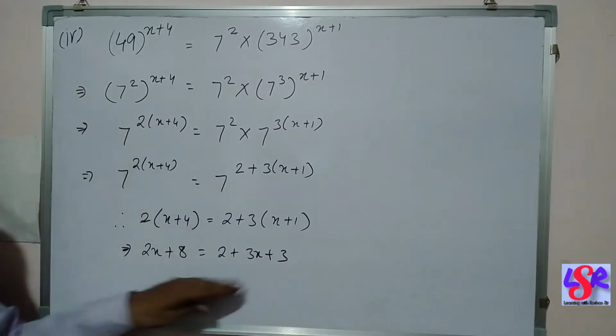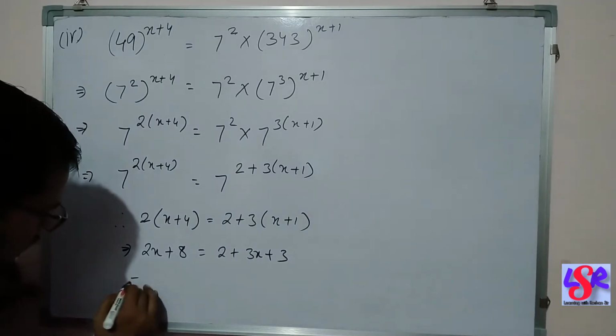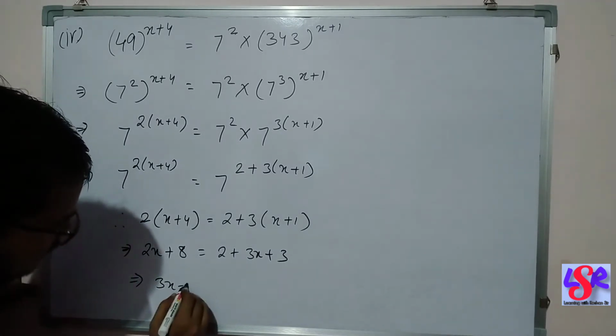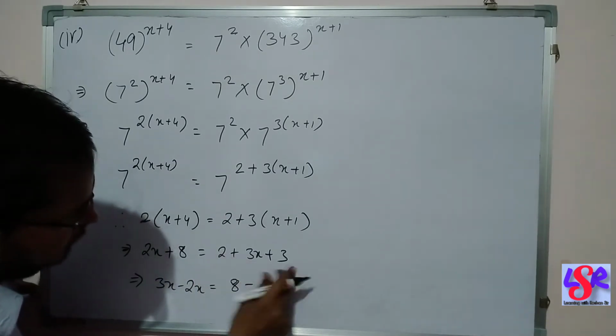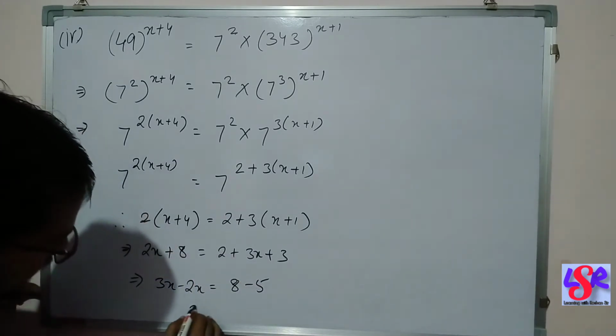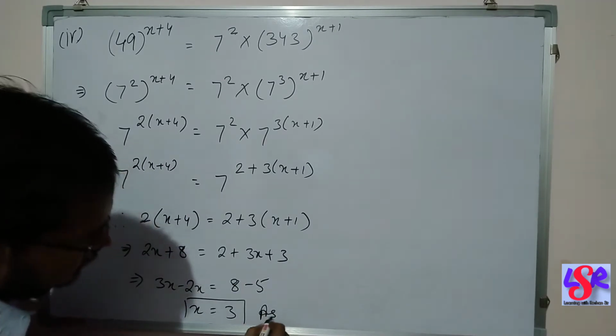Now we can make a transpose of it. We can send this 2x on the other side, and this will be 3x minus 2x equals 8 minus 2 and 3, 5. And here it will be x equals 3 as answer for this question.